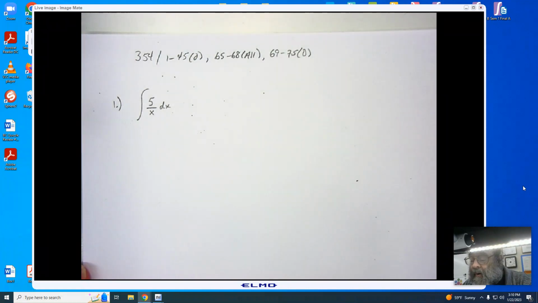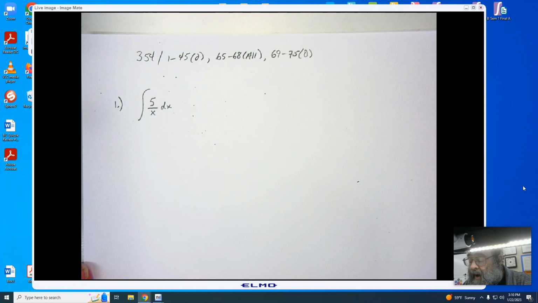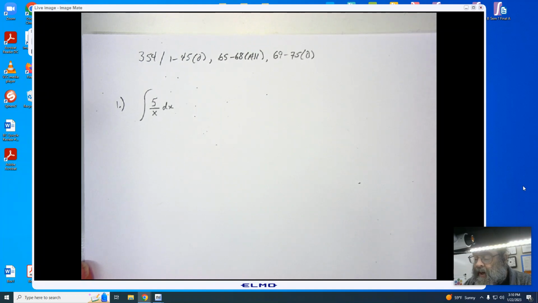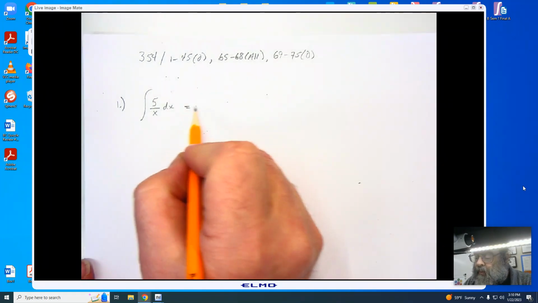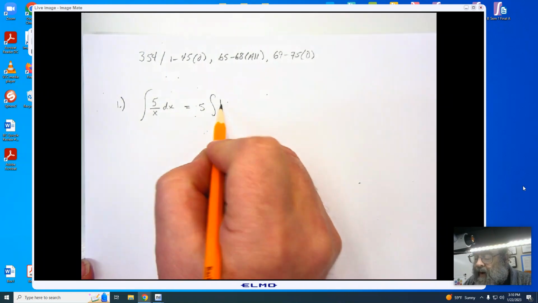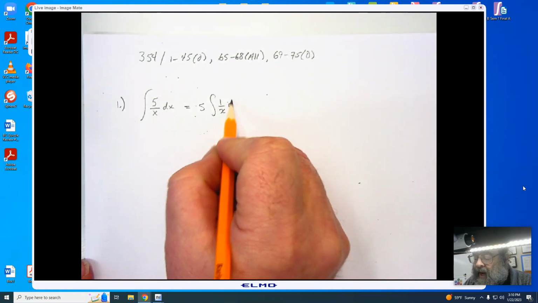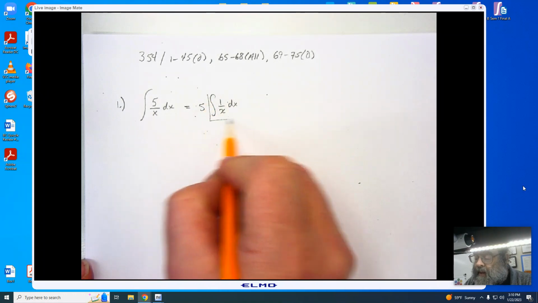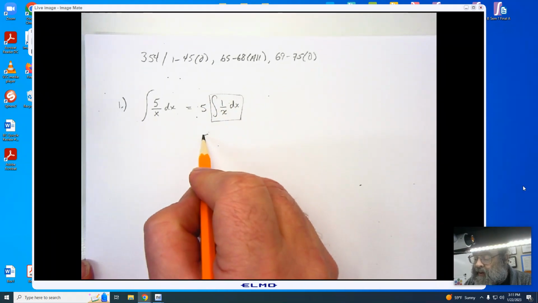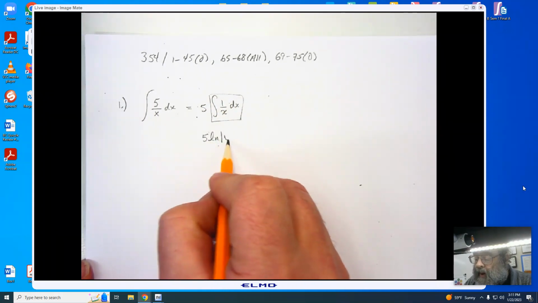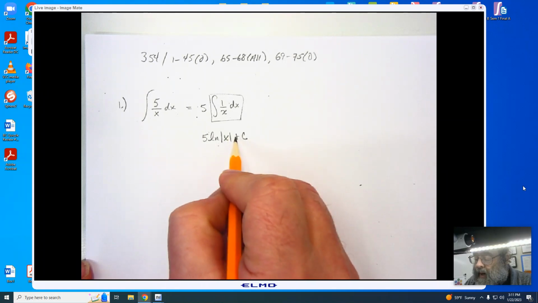Alrighty, so here we have our first problem, the integration of 5 divided by x, natural log of x. And what you want to do is bring that 5 out, so you have 1 over x dx. We now know this is our natural log of x, and we can now put it in front, and don't forget your plus c.